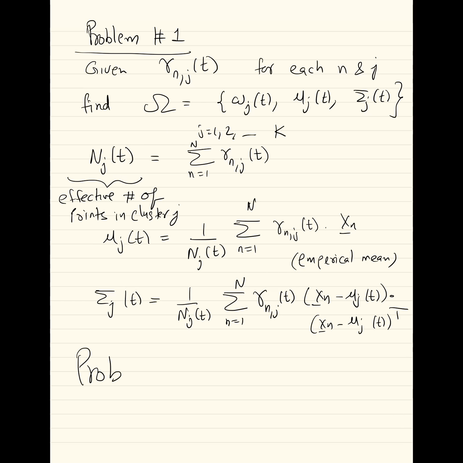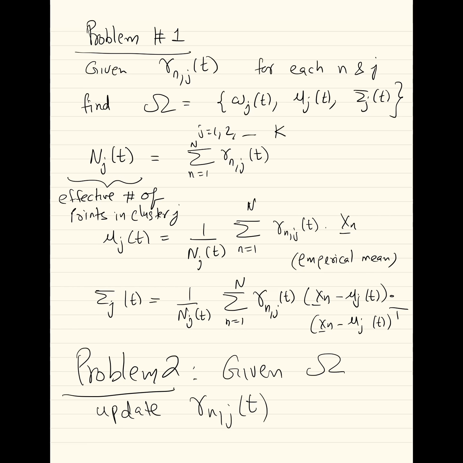Problem 2 is you are given omega and you want to update gamma n j of t. How will you do that? Any idea how to compute gamma n j given omega? So you are given now w j's, nu j's and sigma j's, and you want to find gamma n j. Any idea how you will do that?